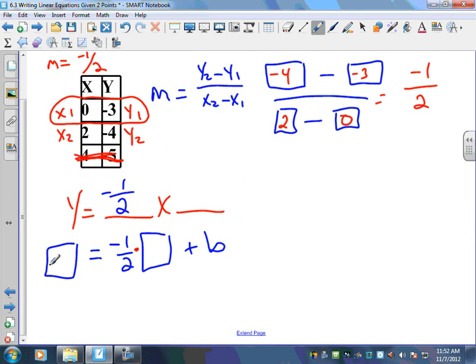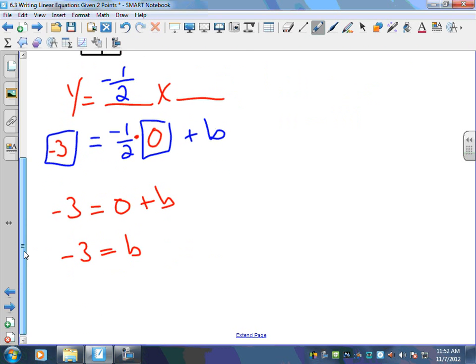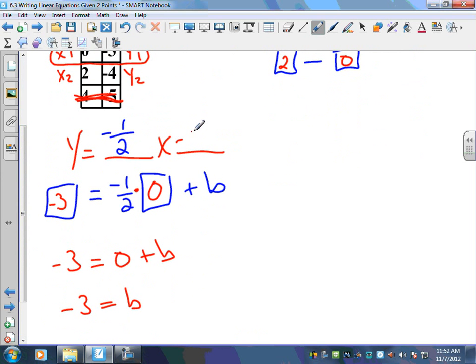y1 is negative 3. This is your y box, so negative 3 goes here. x1 is 0. This is your 0 box, so 0 goes here. Son of a gun, we're going to have another 0. It's unfortunate. I wanted to show you one that didn't have 0. That's okay. So now, negative 3 equals anything times 0 is 0. 0 plus b. 0 plus b is b. That equals b. Then the last step is to go up here and plug in negative 3 for b.